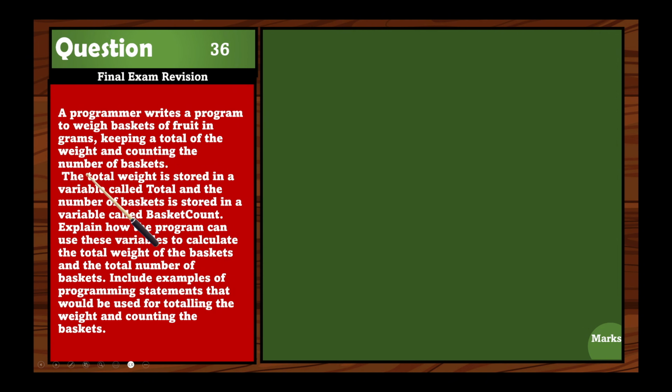Okay, question 36. A programmer writes a program to weigh baskets of fruit in grams, keeping a total of the weight and counting the number of baskets. The total weight is stored in a variable called total, and the number of baskets is stored in a variable called basket count. Explain how the program can use these variables to calculate the total weight of the baskets and the total number of baskets. Include examples of the programming statements that would be used for totaling the weight and counting the baskets.